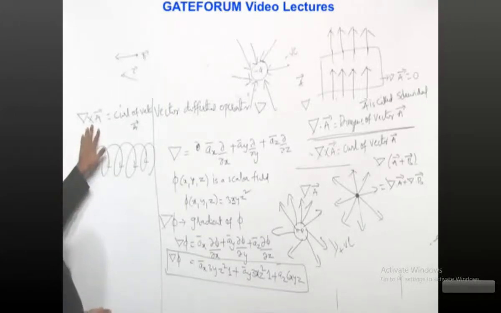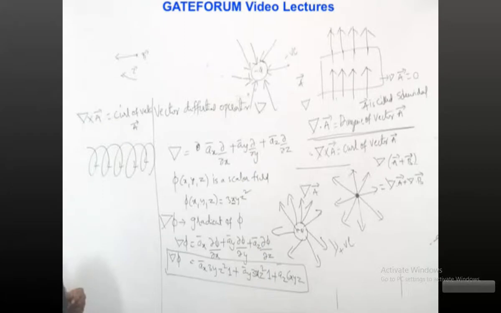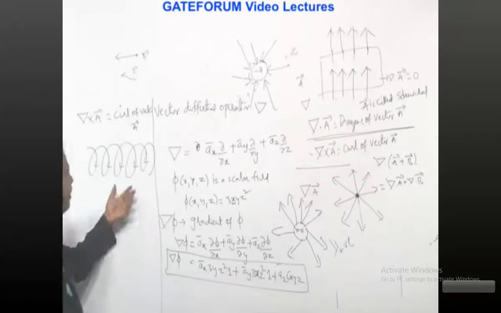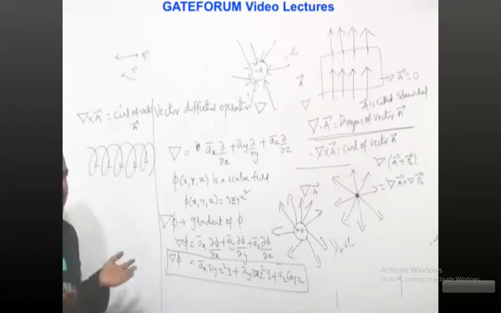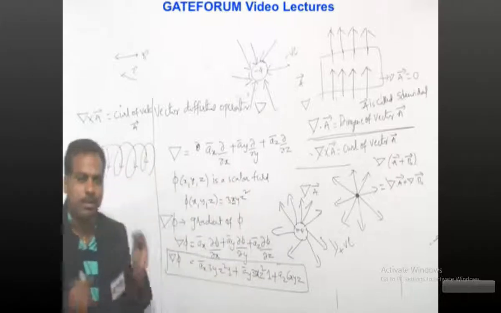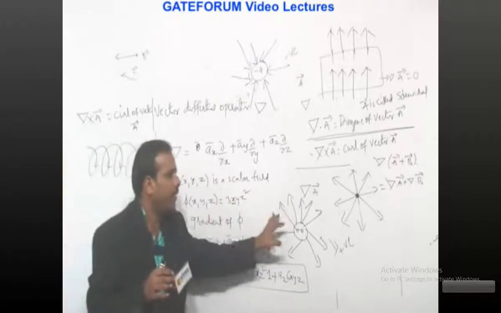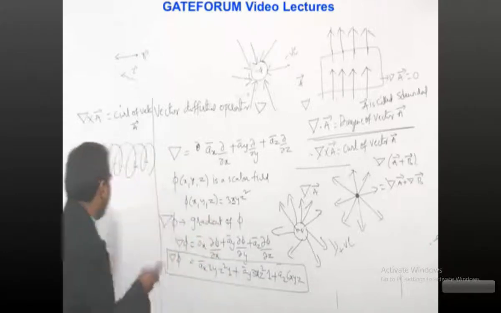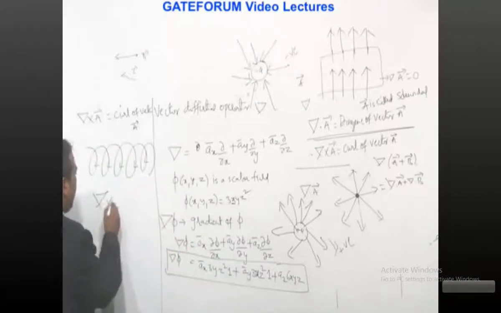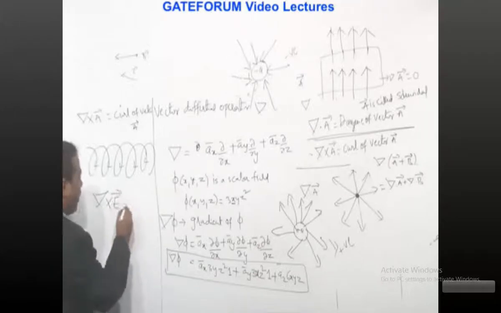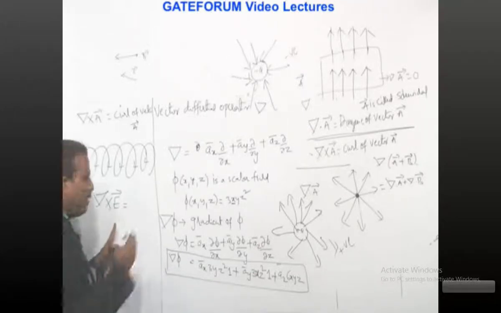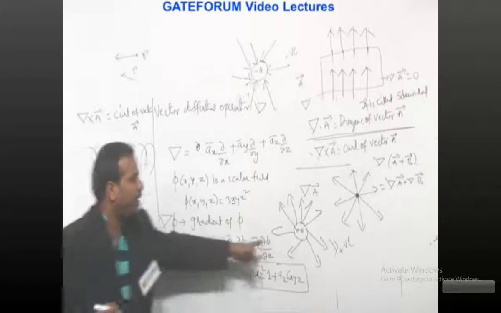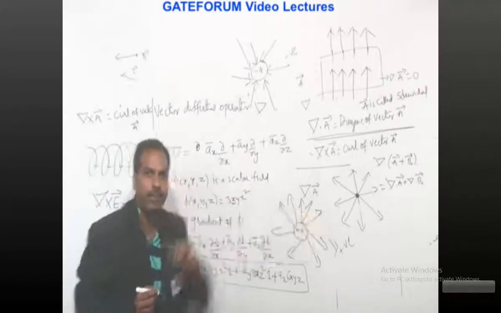That means del cross A bar is called the curl of a vector, which gives the rotating nature of a vector, the rotating nature of a field. Suppose, with respect to our electric field, we understand that it does not have any rotating nature, it just has a diverging nature. That means del cross E bar, the curl of that vector, should become zero, because nowhere is our electric field rotating.